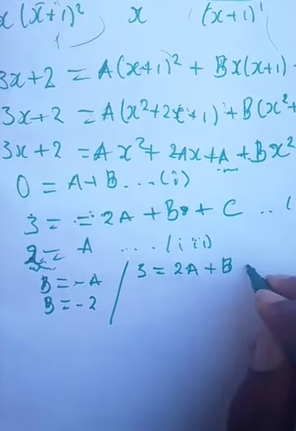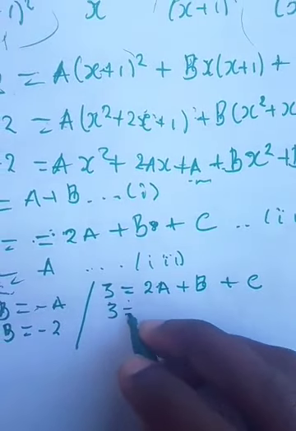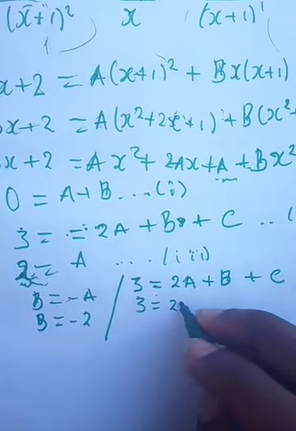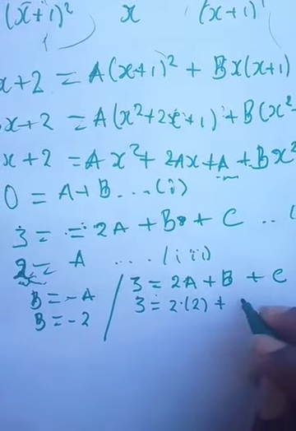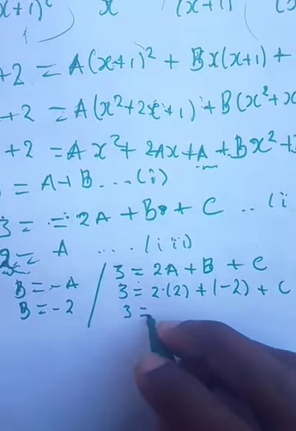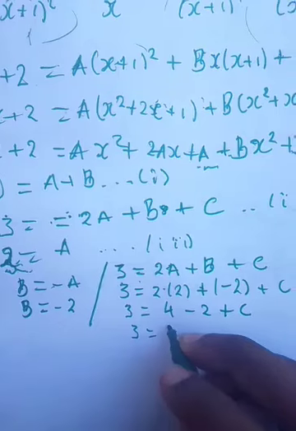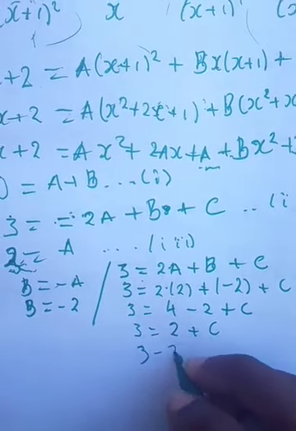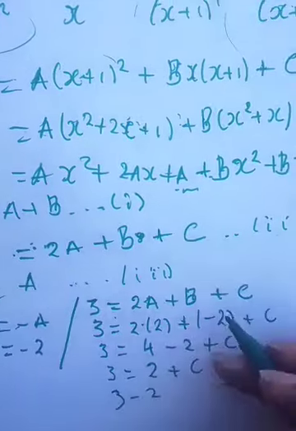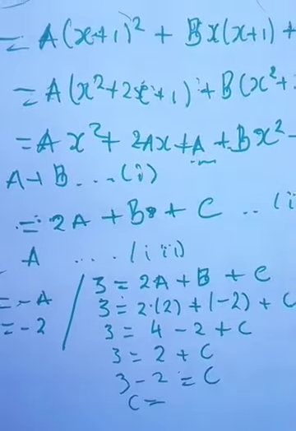And I'll just say, let's first substitute. So 2, where this is a, I'm going to put 2 there, and then plus b, where this is b, I'm going to put negative 2, plus c. 3 is equal to 4 minus 2 plus c. So 3 is equal to 2 plus c. 3 minus 2, I've just taken this to the other side. So I'm going to say it is equal to c. So c is now going to be equal to 1.